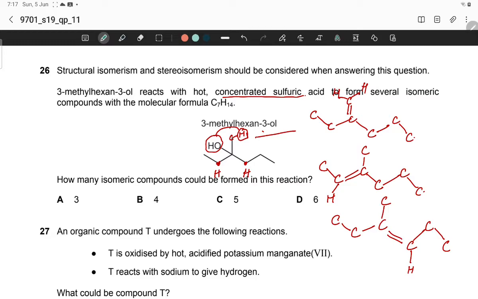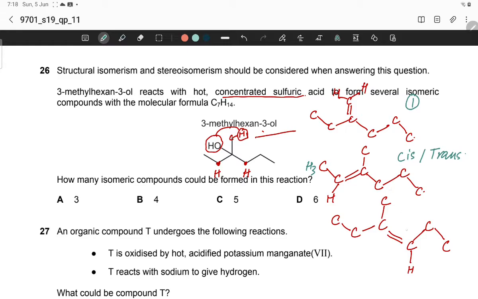So in this structure, three structures are formed. In this structure, this is structural isomer 1, and in this structure there are two possibilities, cis and trans. So like this is cis, carbon and H3C. So this compound has two isomers, cis and trans.